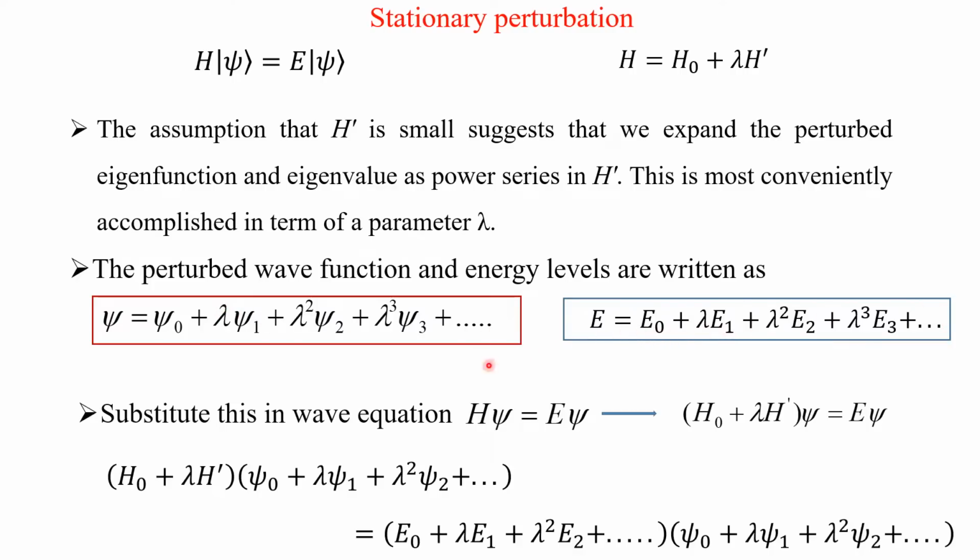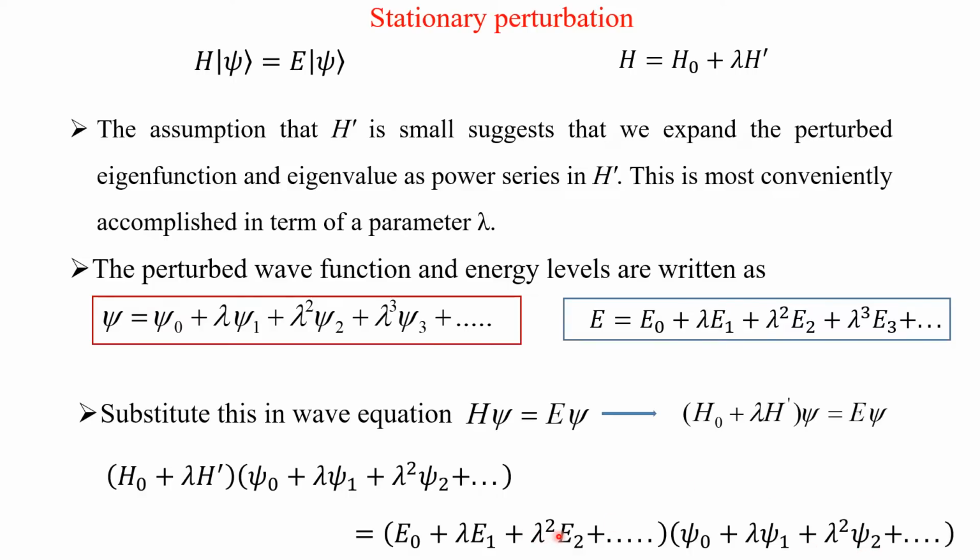Now, if you substitute this in the wave equation H psi is equal to E psi, where, as I said, H is equal to H naught plus lambda H prime, acting on psi, which is equal to E psi. Here, you replace psi with psi naught plus lambda psi 1 plus lambda squared psi 2 plus lambda cubed psi 3. Similarly, for energy, you substitute this term, which I have shown in the rectangular blue color box, that is E naught plus lambda E1 plus lambda squared E2, and psi as usual, psi naught plus lambda psi 1 plus lambda squared psi 2.